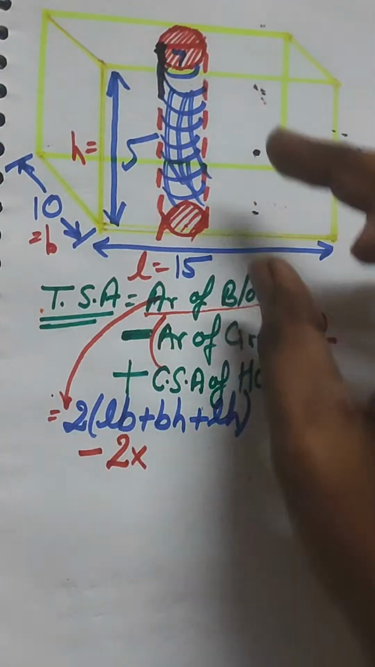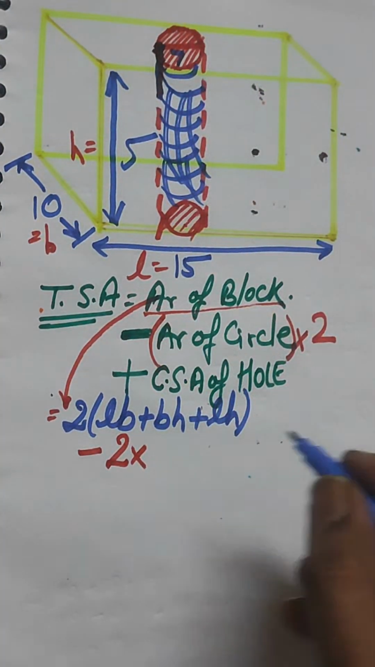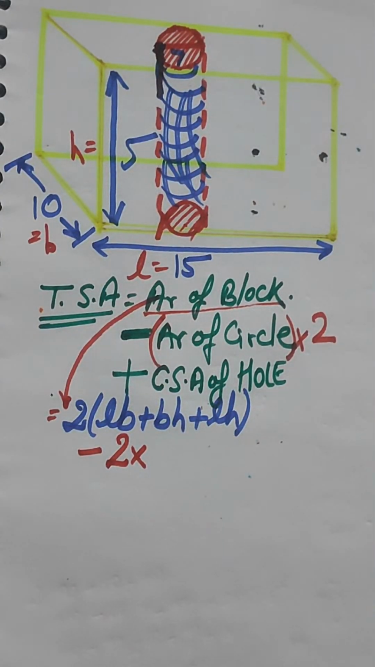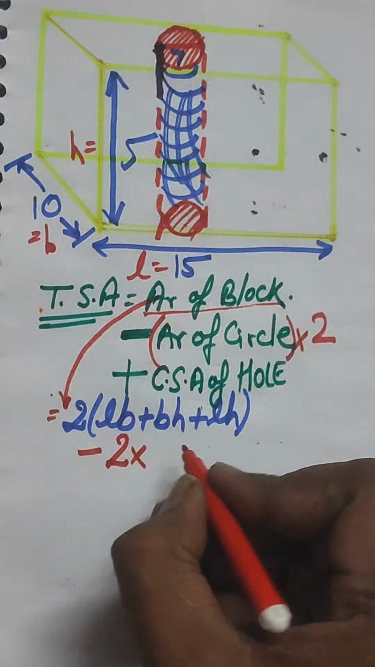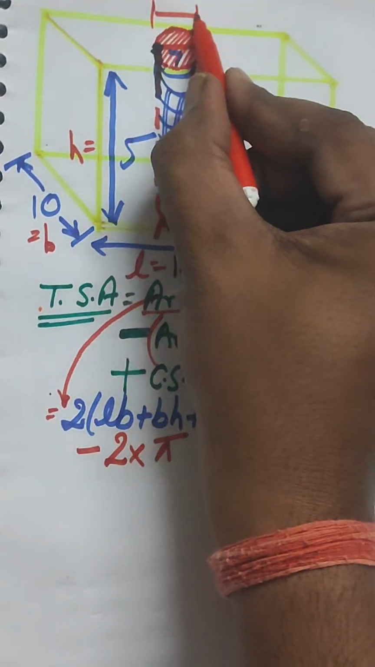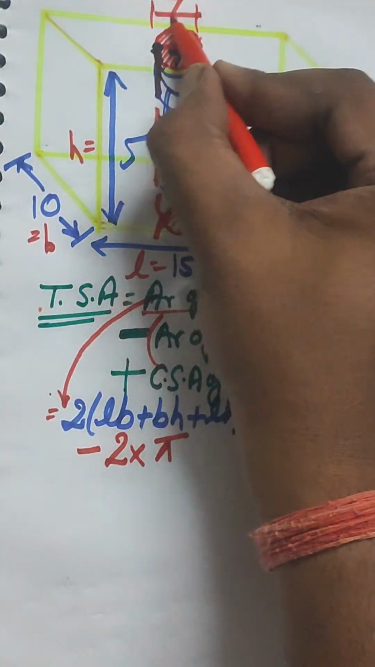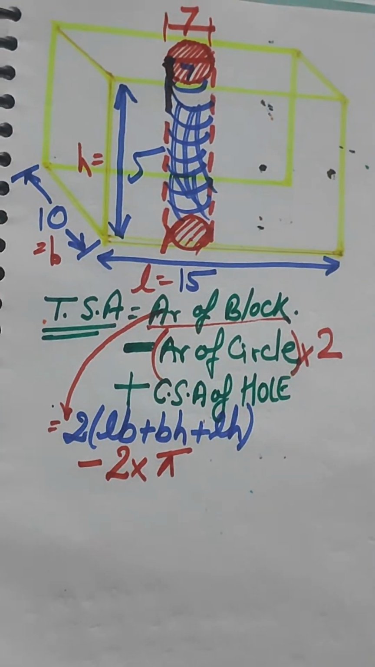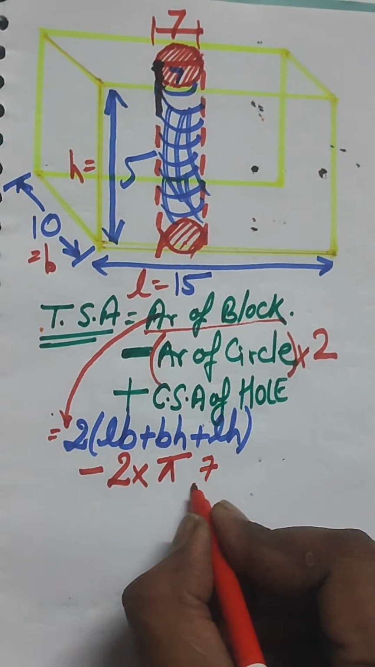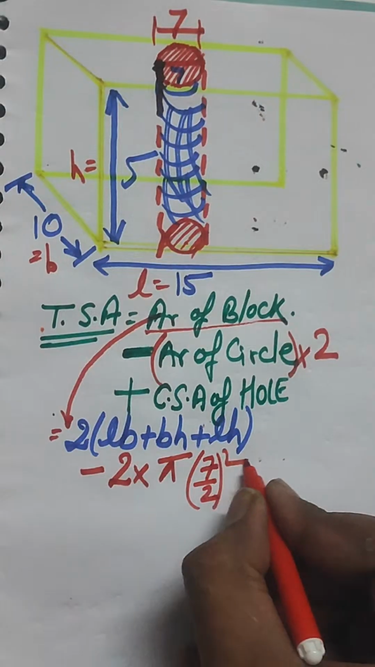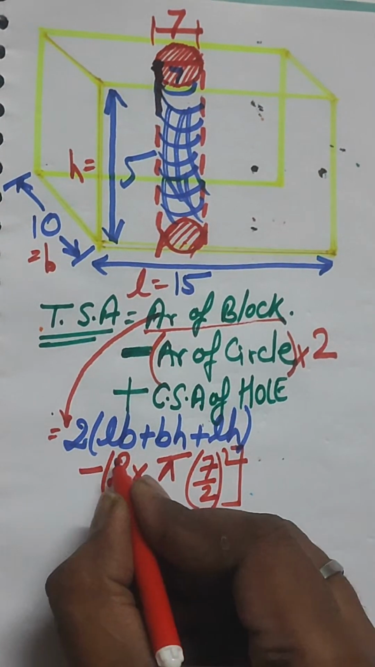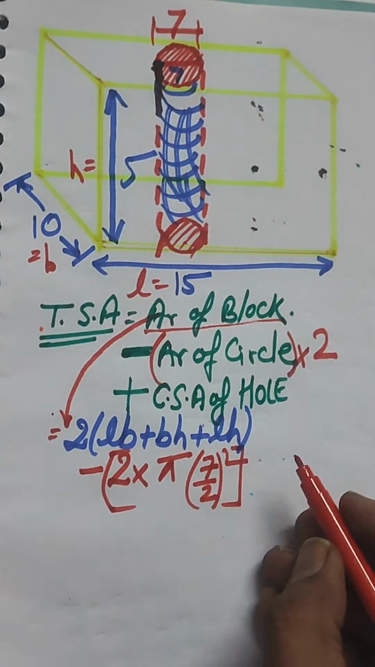So it is minus 2 times the area of those circles. What is the area of those circles? The area is pi r square. Here the diameter is 7, given to you, so the radius will be 7 by 2. So it will be pi into 7 by 2 whole square. So this 2 pi into 7 by 2 whole square will be subtracted.